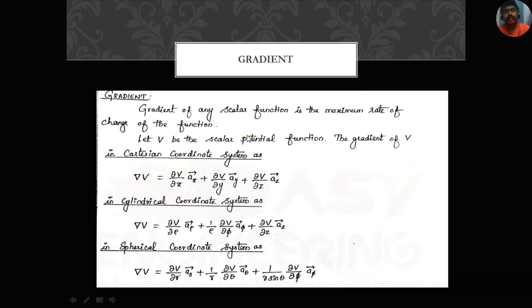The gradient of V in a Cartesian coordinate system is defined as del V is equal to ∂V/∂x into Ax vector plus ∂V/∂y into Ay vector plus ∂V/∂z into Az vector.